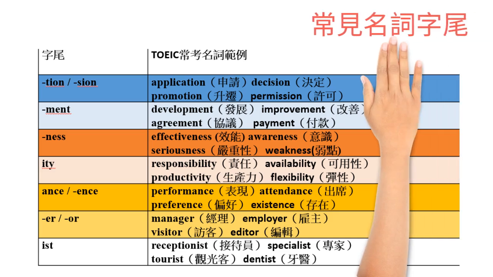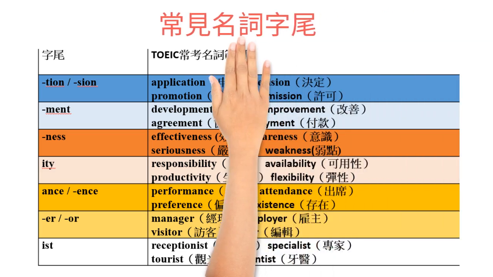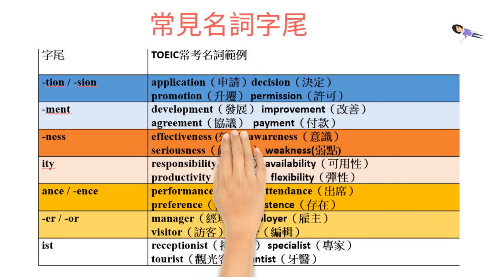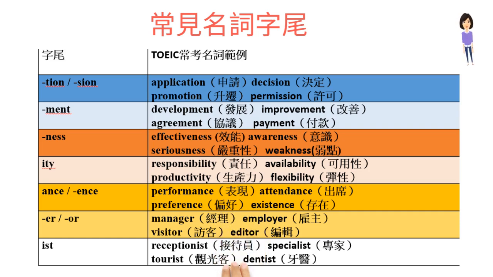Let's take a look at the most common noun suffixes and some Toeic vocabulary examples. These are word endings that help you recognize nouns quickly. Words with tion or sion usually come from verbs. Examples: application, the act of applying. Decision, the result of deciding. Promotion, a job upgrade. Permission, the act of allowing something.